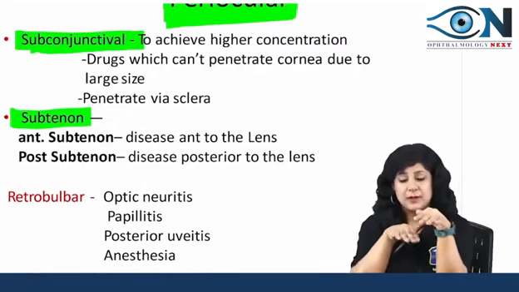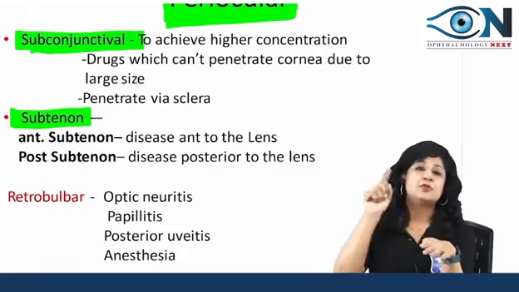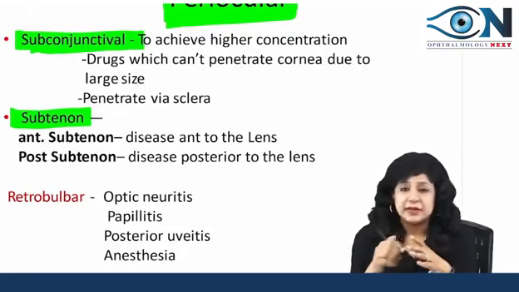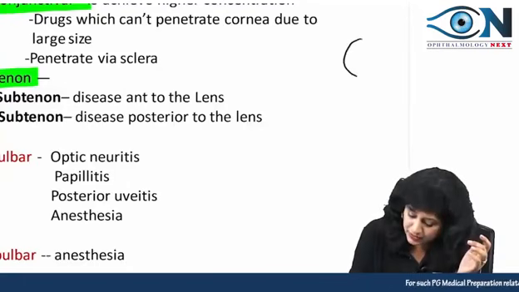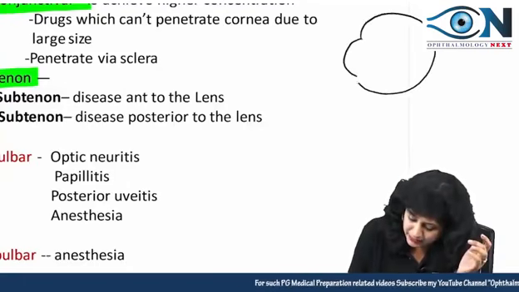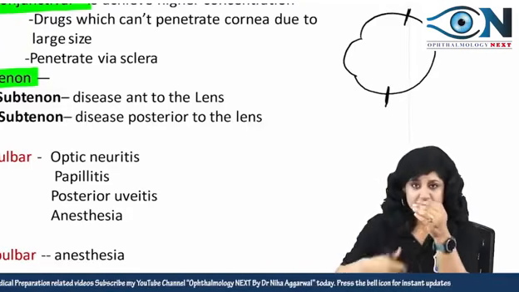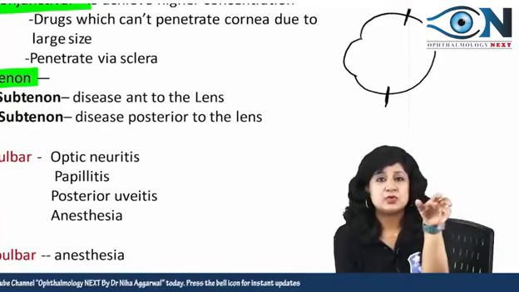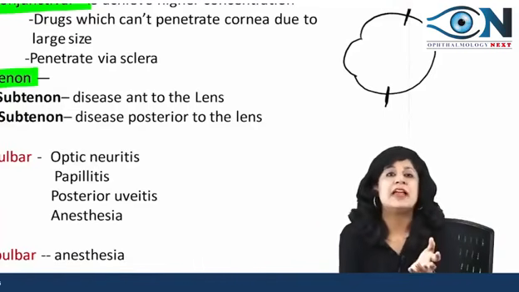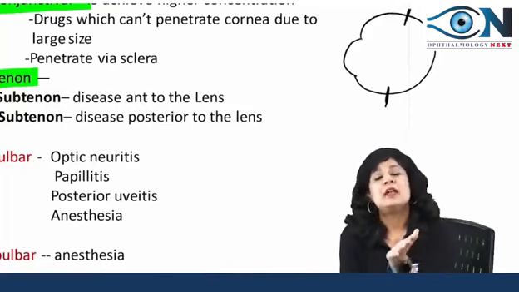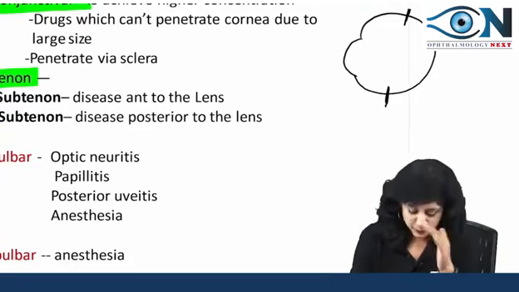Subtenon means above the sclera and beneath the tenon. Tenon is a capsule all around the eyeball. If you see the shape of your eyeball, it is something like this. So we have an equator here, right? This whole is an equator. So it could be anterior to the equator, it could be posterior to the equator. Anterior to the equator will be your anterior subtenon, while posterior to the equator will be posterior subtenon. In this way you can go.